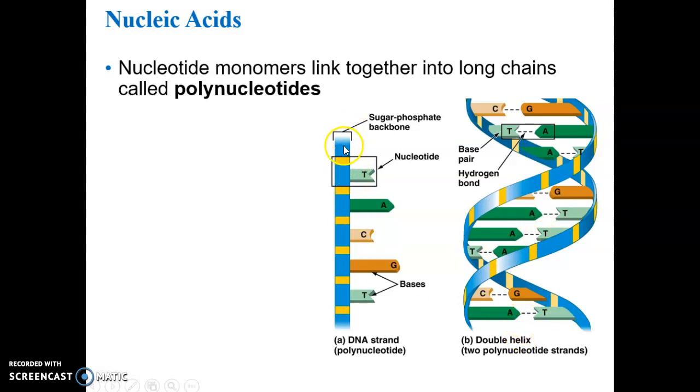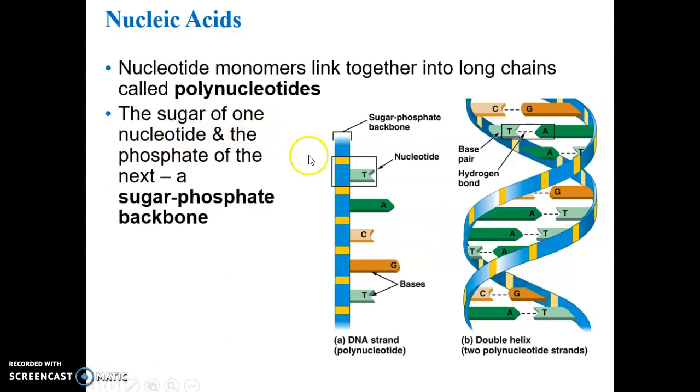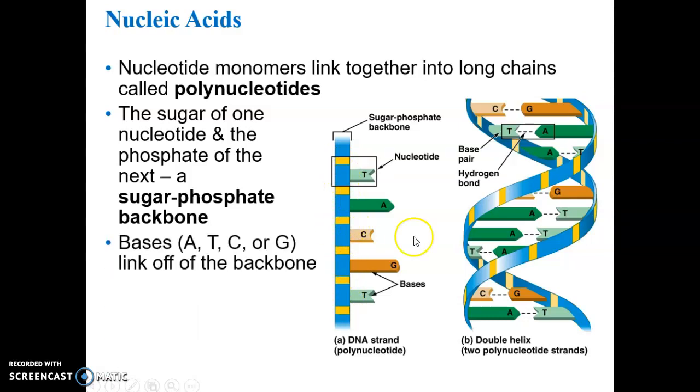The sugar phosphate backbone is indicated by the blue and the yellow. Okay? So the sugar of one nucleotide and the phosphate of the next form the sugar phosphate backbone, and they are linked together with covalent bonds. So the bases link off of the sugar phosphate backbone, and they orient towards the center of this, what's called the double helix.